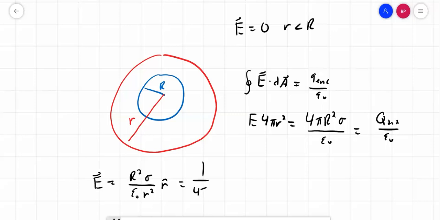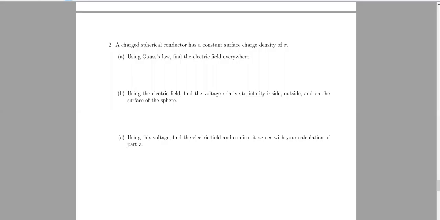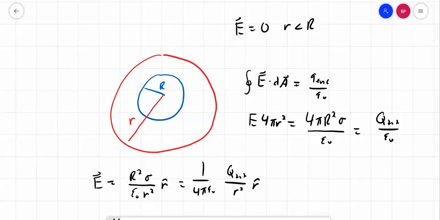Or this is 1 over 4 pi epsilon naught times the total charge over r squared in the r hat direction. So either of these is fine. I guess technically we were given sigma, so this is better. Okay, now what am I looking for? Find the voltage relative to infinity inside, outside, and on the surface of the sphere.